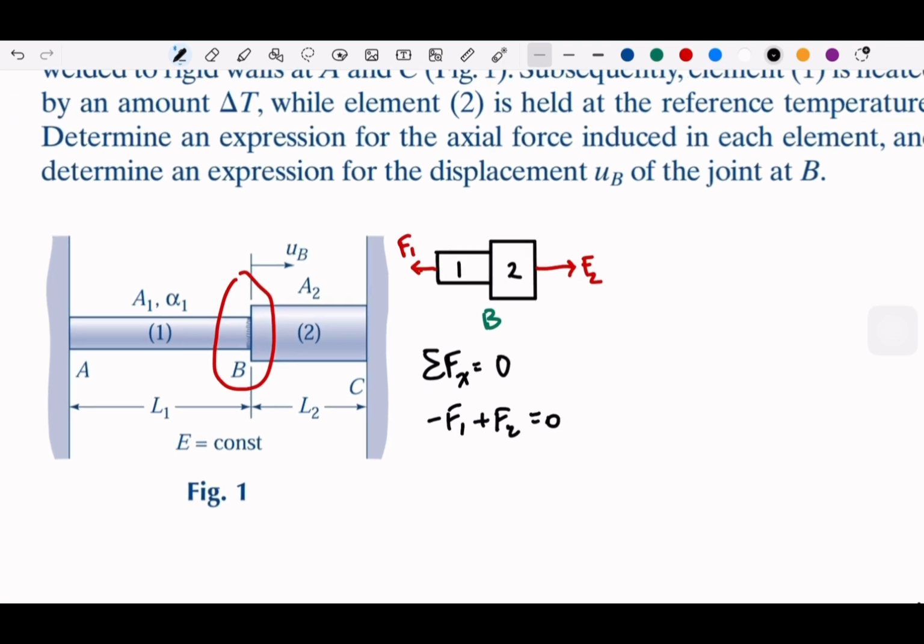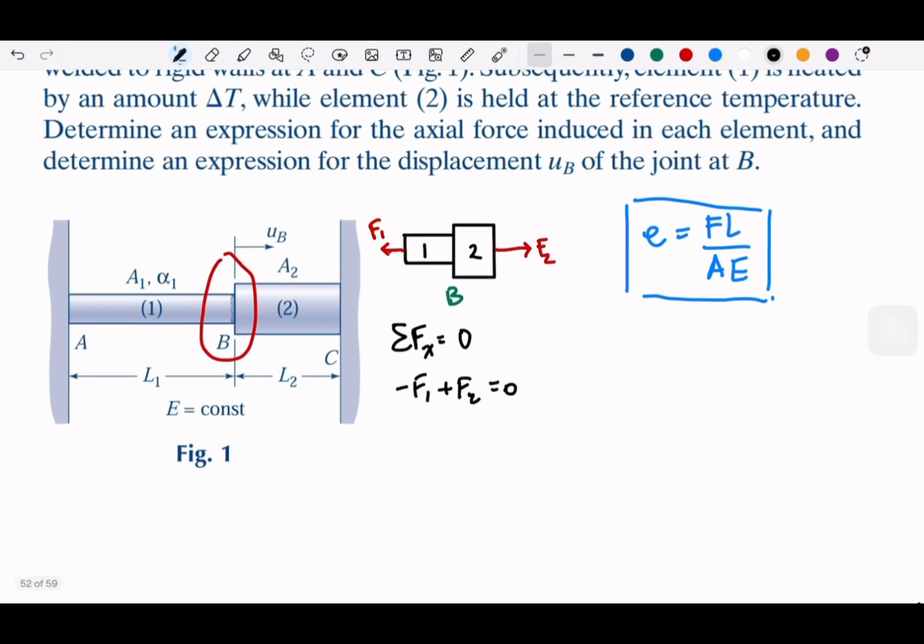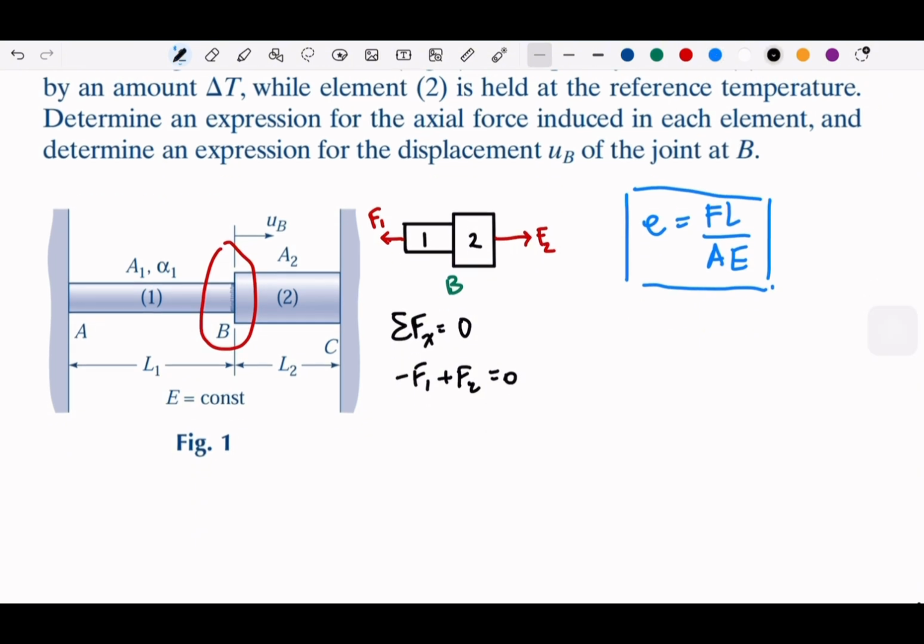And always remember, whenever we discuss axial deformation, we start with the very basic F, L, A, and E. For the most part, in chapter 3, we are dealing with this. So here, we are also dealing with these elongations. Before we determine UB, we can first determine using element 1 and element 2. You can see that element 1 is stated from F1, L1, A1, and E1.